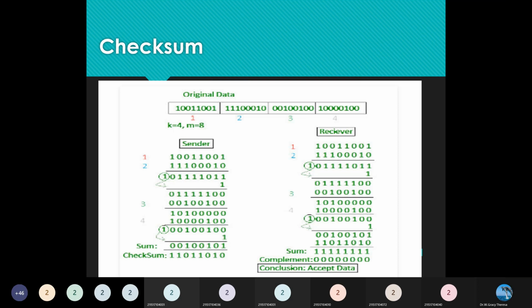So these five blocks of data will be sent to the receiver, and the receiver will again perform the one's complement arithmetic operation on all these five blocks. Finally, he complements the result, and if all the bits are zero, then he comes to the conclusion that the bits received are clean bits with no error.